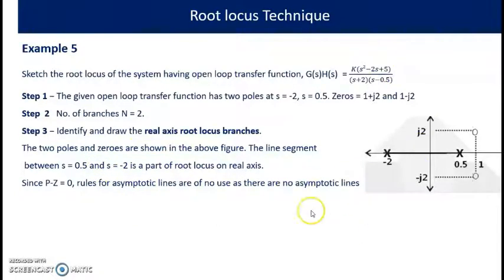And here there is no need to draw the asymptotic lines because in the equation for the centroid and angle of asymptotes, the denominator is p minus z, and it's equal to 0. So there are no asymptotic lines for this particular problem.